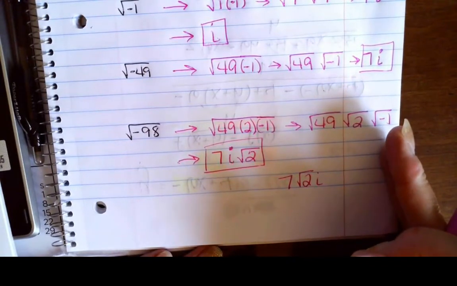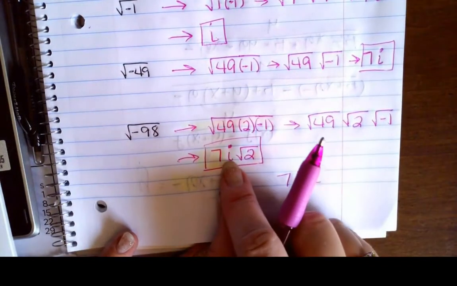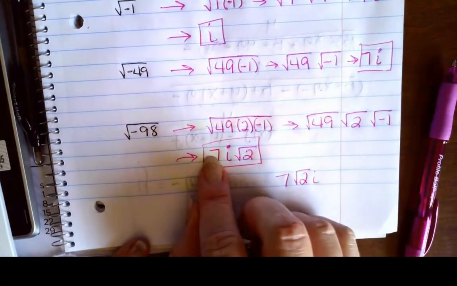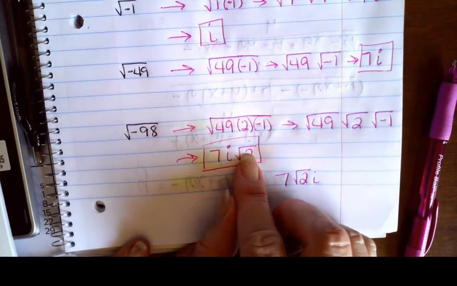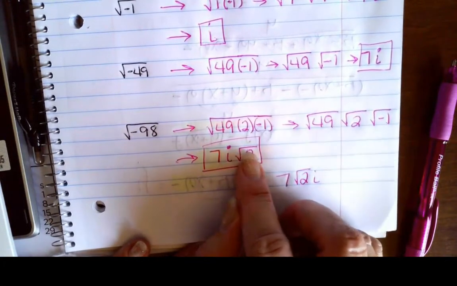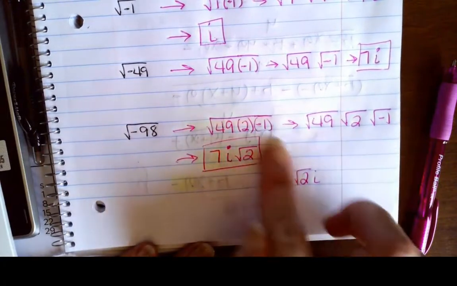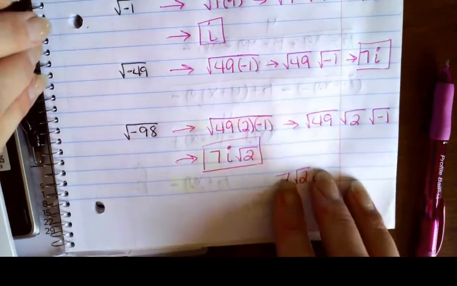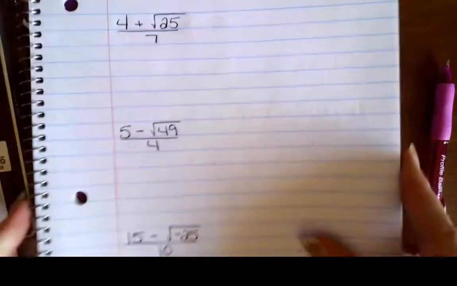So to be very, very clear, I write it in front. Remember, order doesn't matter in multiplication. This times this times this is the same thing as this times this times this. So it just makes it more clear to write it with the i in front of the radical.